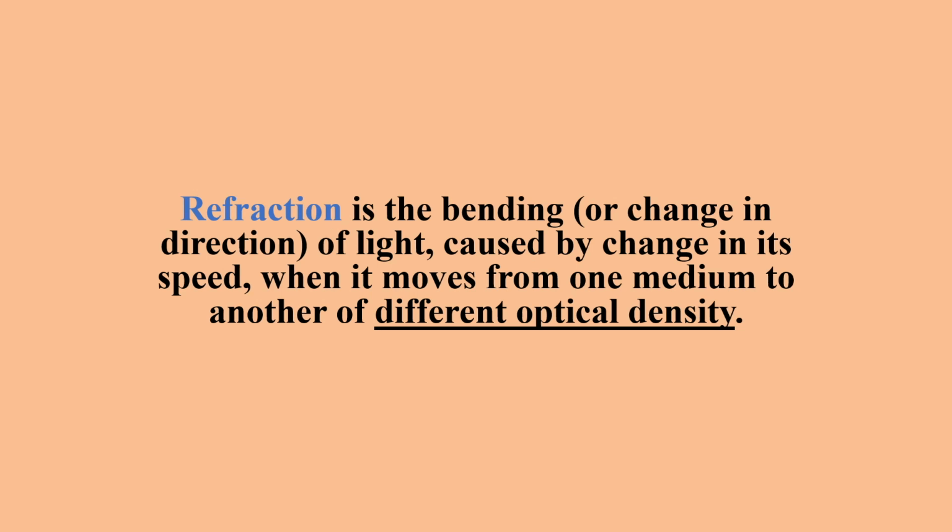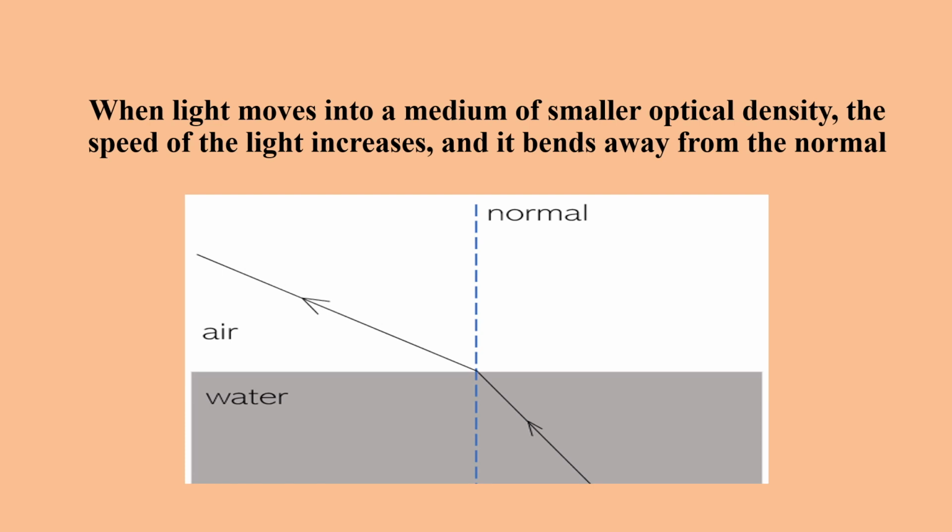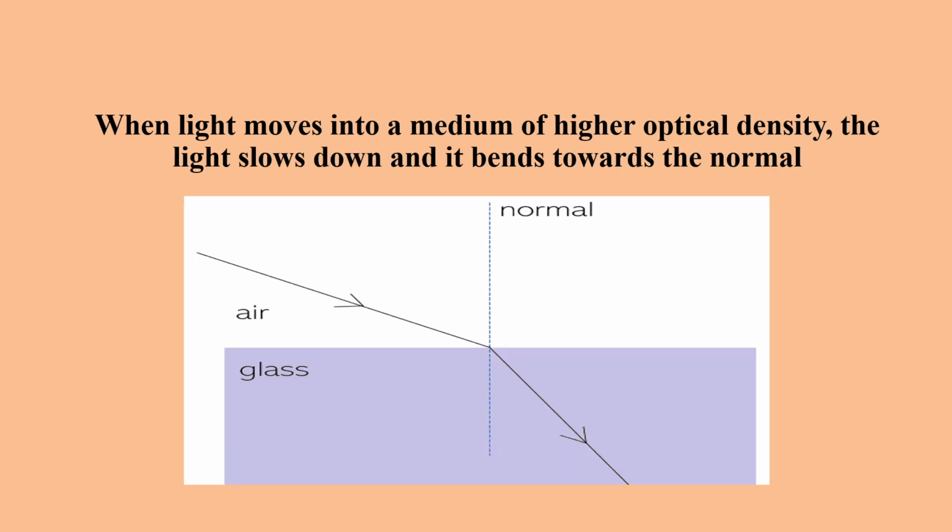To summarize what we have learned so far, refraction is the bending or change in direction of light caused by a change in its speed when it moves from one medium to another of different optical density. When light moves into a medium of smaller optical density, the speed of the light increases and it bends away from the normal. When light moves into a medium of higher optical density, the light will slow down and will bend towards the normal.